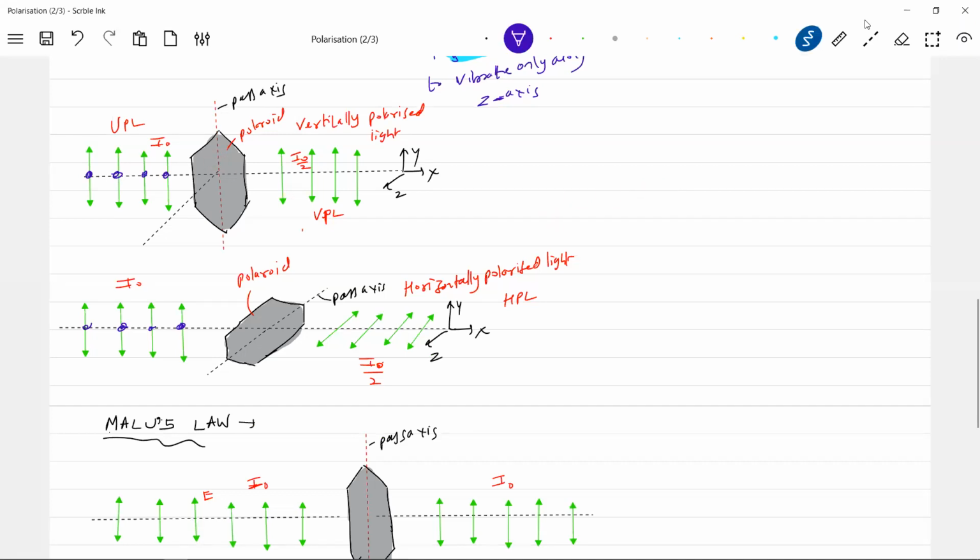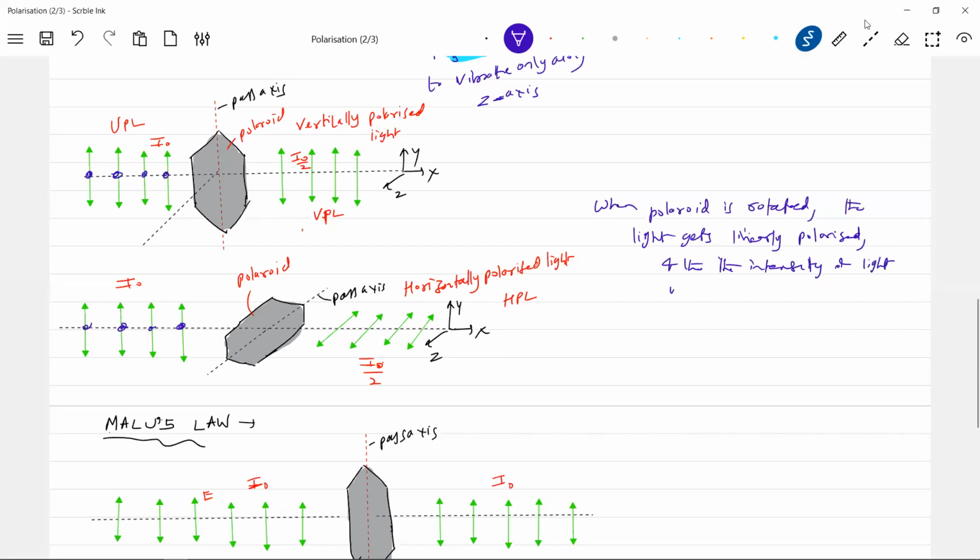So now let me write that comment here. When the polarizer is rotated, the light gets linearly polarized, and the intensity of light will be constant.